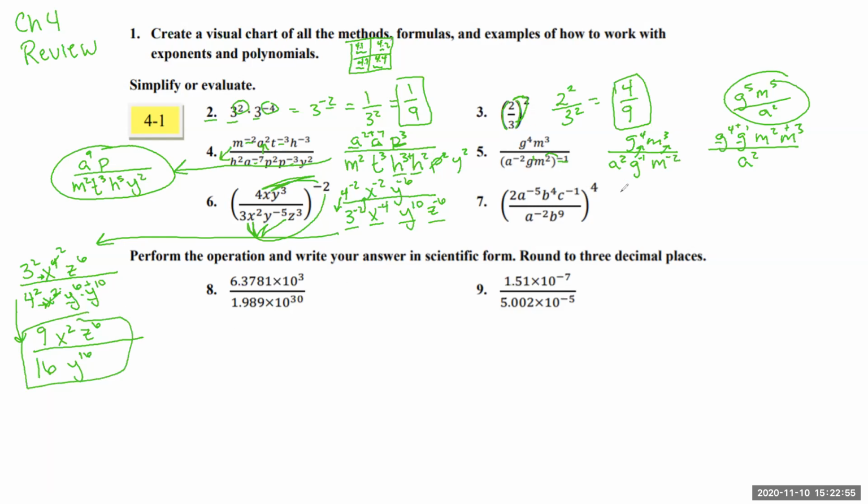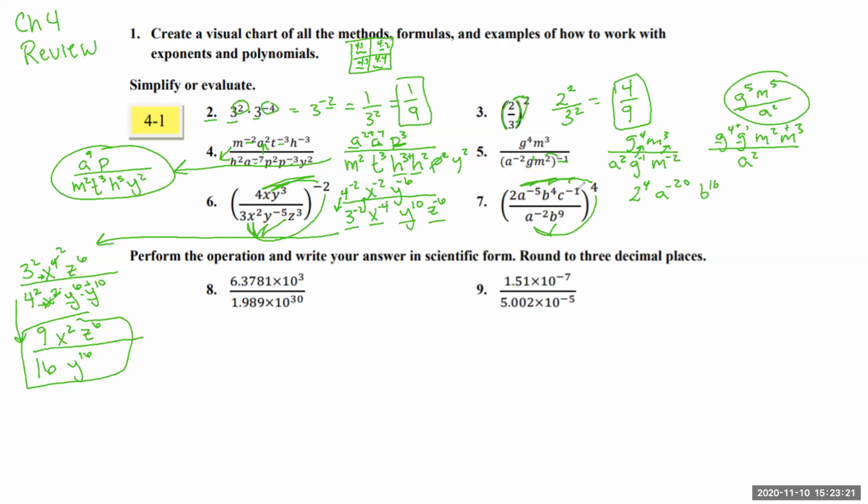Going on to 7, we're again going to distribute that 4 into each of the terms that we have here, and then also on the bottom here. So just starting at the top, we have 2 to the 4th, and then a to the negative 5 times 4 is going to be a to the negative 20th. B to the 4 times 4 is going to be 16.